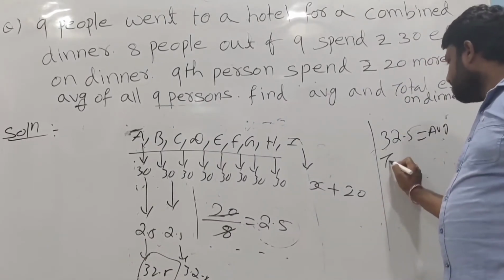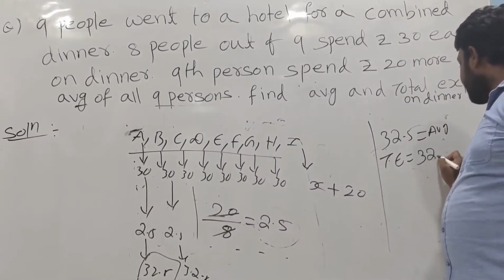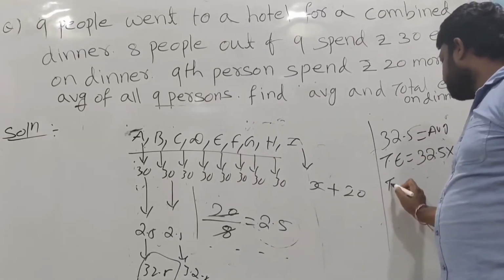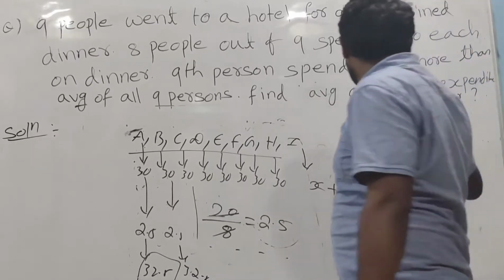The average is 32.5. Total expenditure is equal to average into number of observations. Average into how many people are there? 9 people. So the total expenditure is, each person is spending 32.5 rupees, times 9.